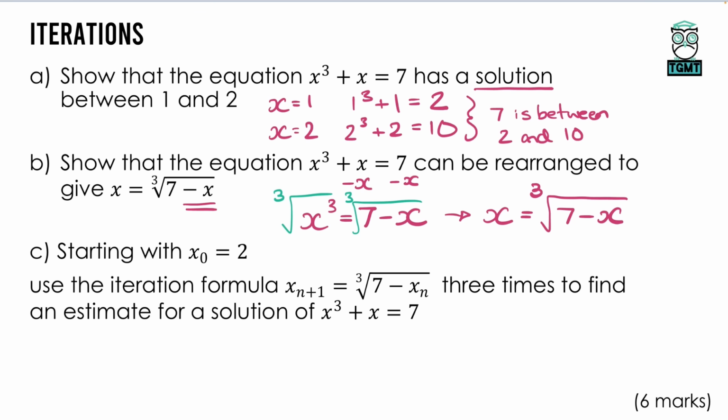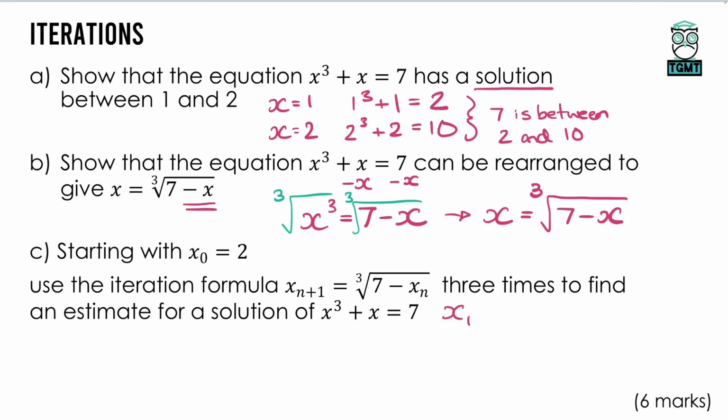So the final part here says starting with x0 equals 2, use the iteration formula, and then we have our formula there, similar to our one in context. It says to get the next number, you do the cube root of 7 minus the current number, and it's asking us to start with 2. Do it 3 times to find an estimate to this solution. Now again, really nice because we can do this in the calculator.